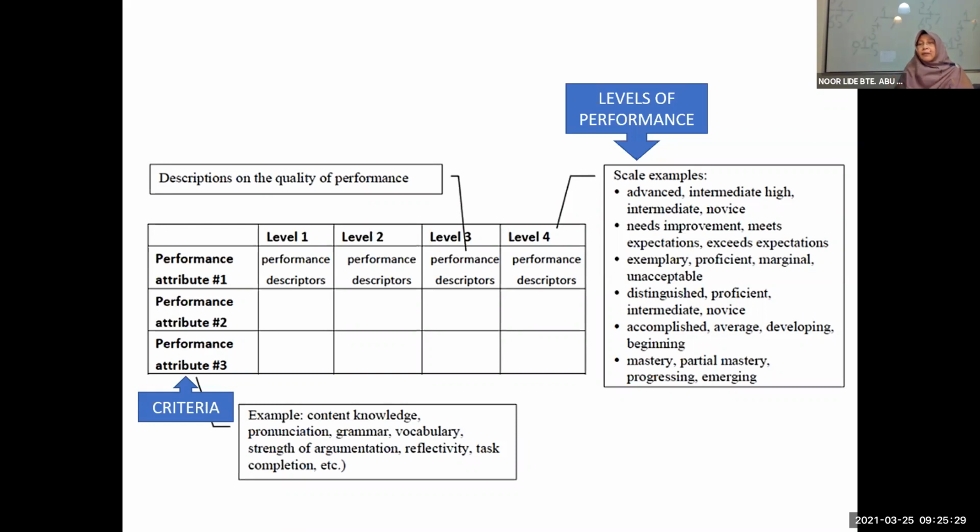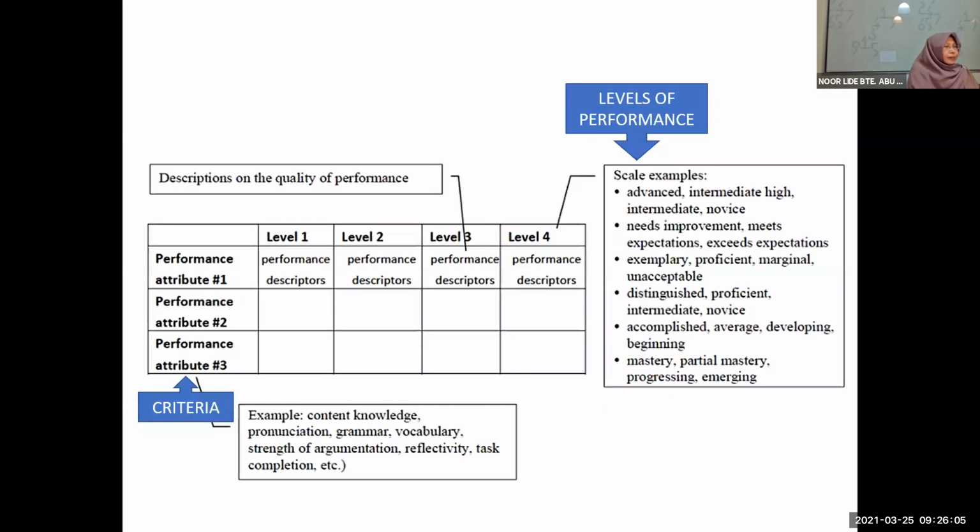Or for another formative example: needs improvement, meets expectation, exceeds expectation, so that the students know, okay, actually I need improvement on this criteria. I'm not doing too well. Or I'm okay here. If I exceed expectation, maybe I could be an example for other students. So you have to decide how to label your skill.